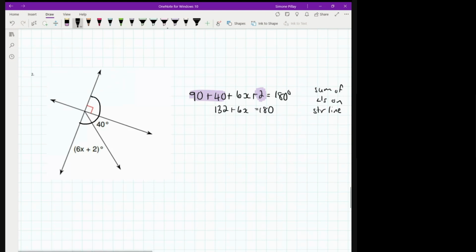Then 6x is equal to 180 minus 132. 6x is equal to 48. And now you divide by 6 on each side. So 48 divided by 6 is 8. Very good job, Uma. Thank you for answering.